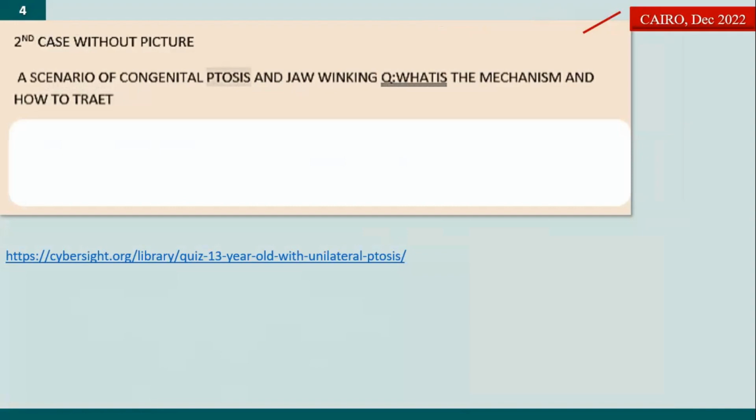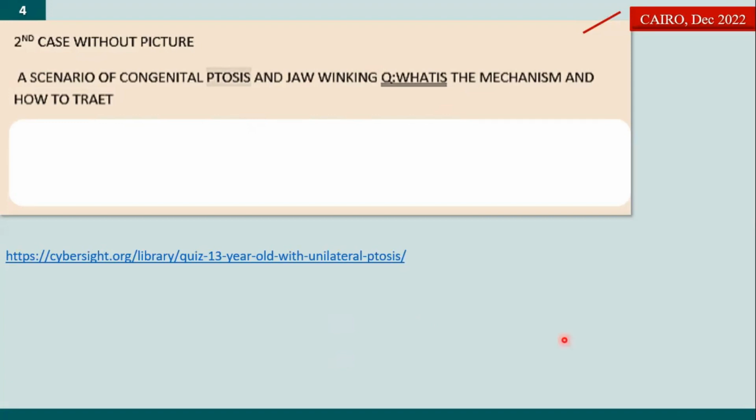Let's go to the next one. A scenario of congenital ptosis and jaw winking. So I think this is probably a viva and not a clinical station. Okay, this is actually a viva question, not a clinical station. What is the mechanism and how to treat?